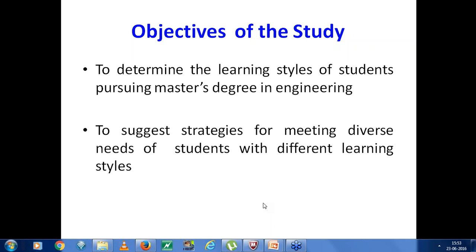The tool which was used was the Index of Learning Styles by Felder and Soloman. This scale consists of 44 items, each with 2 alternatives, and out of the 2 alternatives, the person has to select the 1 alternative which he or she thinks is most applicable to the individual. Then the scoring is carried out, and the individuals are classified into various learning styles: active or reflective, sensing or intuitive, visual or verbal, and sequential or global.